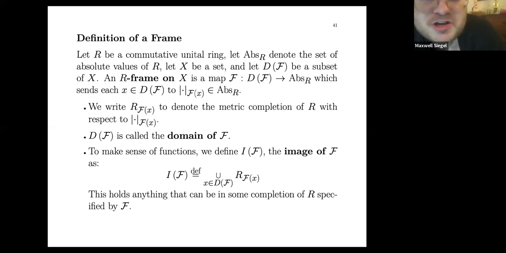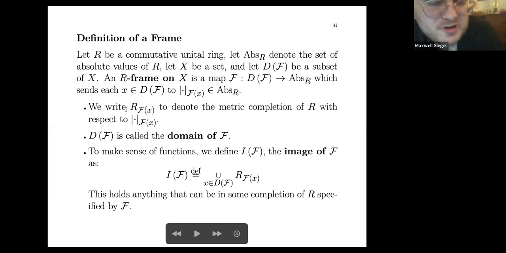Let R be a commutative unitary ring, and let abs R denote the set of absolute values of R. Let X be a set, and let D of F be a subset of X. An R frame on X is a map F from D of F to the absolute values of R, which sends each x in D of F to this given absolute value. I write R_F(x) to denote the metric completion of R with respect to this absolute value, and D of F is called the domain of F.